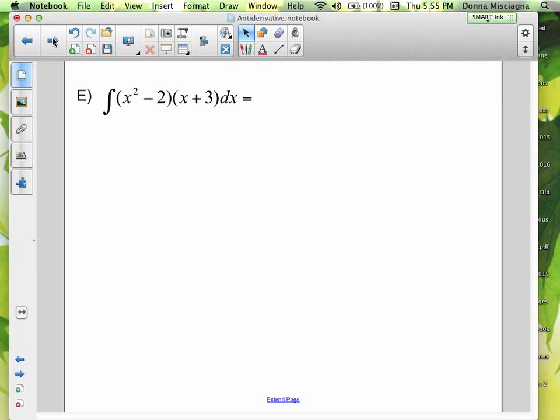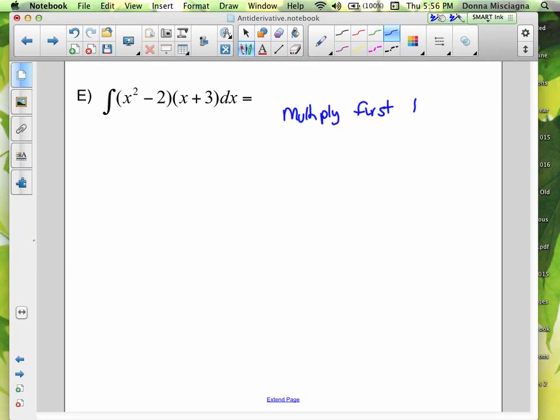All right, so here we have a product. You got to multiply. So we can change it to sums and differences. Okay, so we have the integral. We multiply that, we have x squared. So that's going to be minus 2x. Actually, I'm going to have no like terms here, so I'll just multiply each one of them.